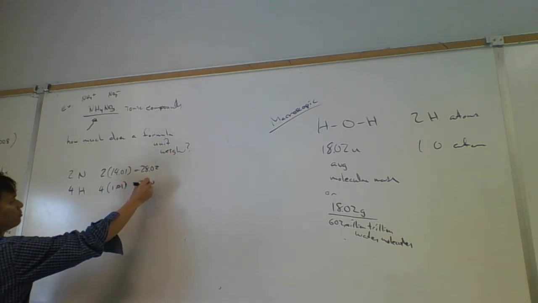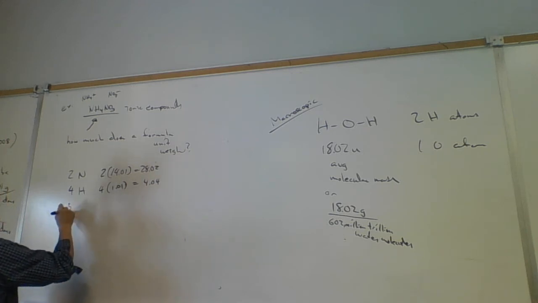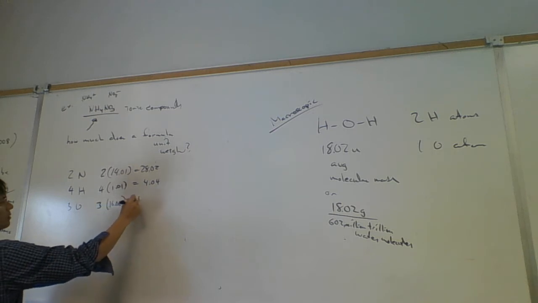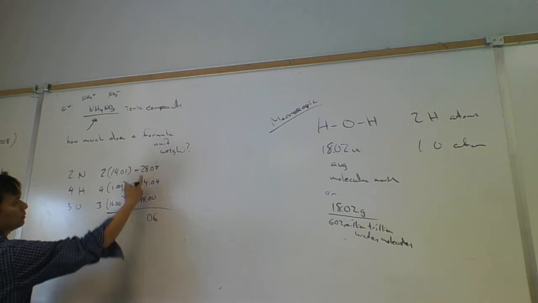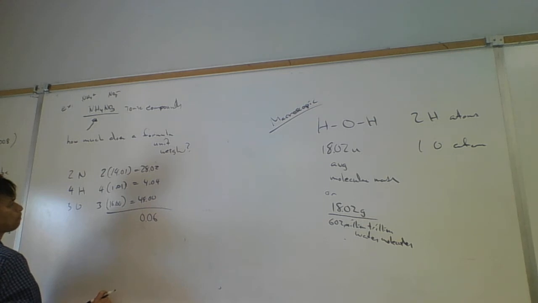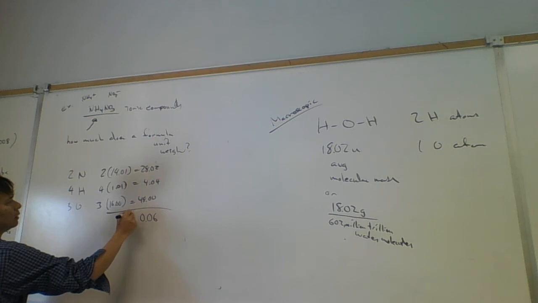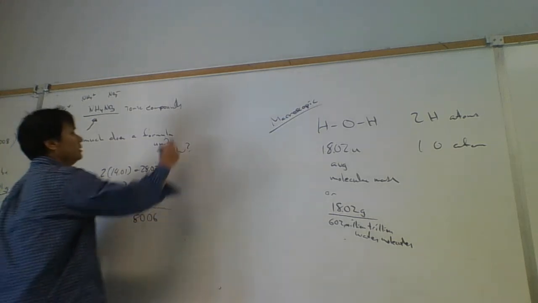So this is going to give me 4.04. So I'm still about 2 decimal places here. And then I got 3 oxygens. 3 at 16.00 is going to give me 48.00. So this gives me 80.06. 80.06 for ammonium nitrate.